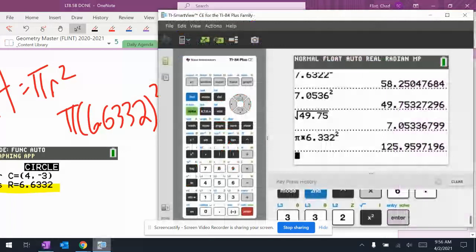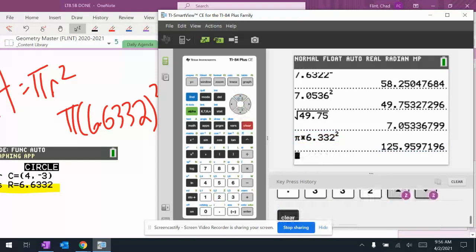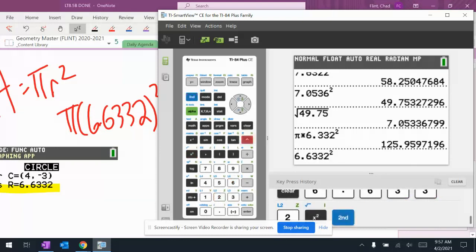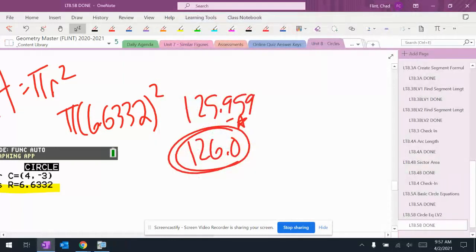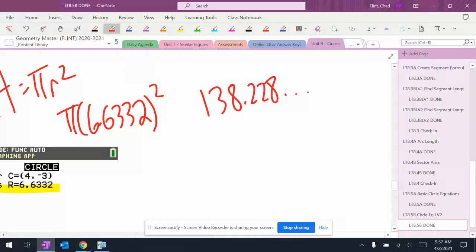But let's say it says in terms of pi. I would do 6.6332... Oh, actually, I did not write that. I didn't do that right. So let me go back to here. Hang on, let's do this the right way. So it's 6.6332 squared times pi, which is 138.22. All right, so let's fix this here, seeing some live editing. 138.228. So if it said nearest tenth, which is kind of what it says, that's the answer.